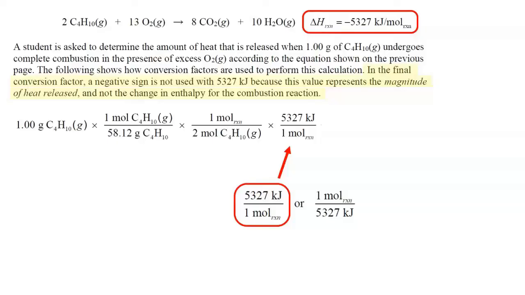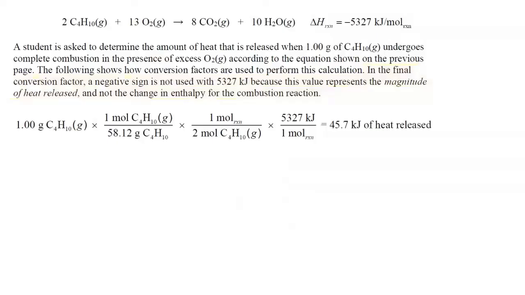So when I start with 1 gram, I would divide by 58.12, then I would divide by 2 and multiply by 5,327, and my answer comes out in units of kilojoules. So 45.7 kilojoules of heat is released whenever 1.00 grams of butane, C4H10, undergoes complete combustion in excess oxygen according to this particular balanced chemical equation.